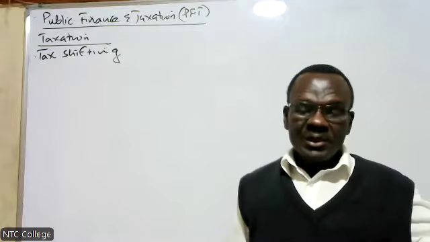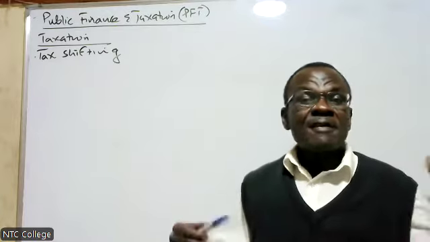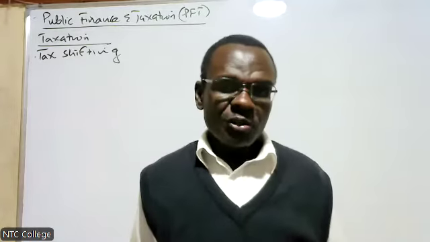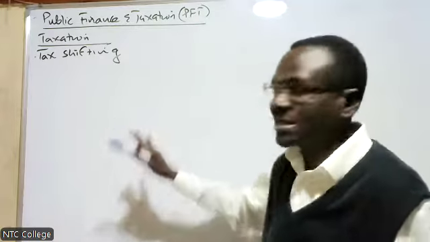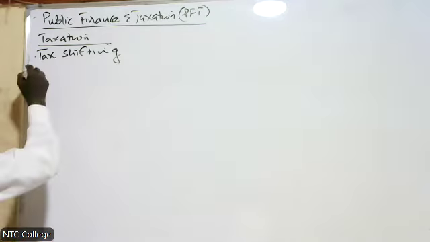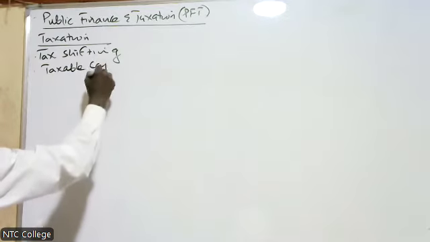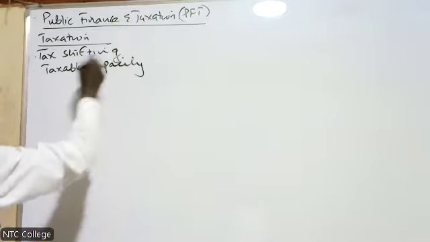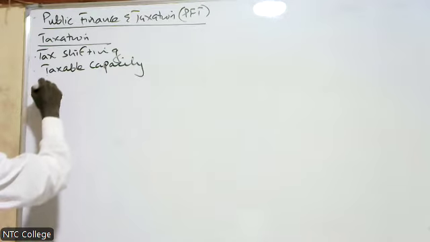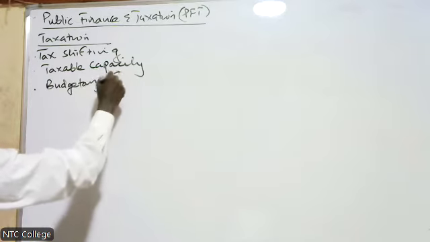So we discussed that. So what I'll discuss today on tax shifting are simply the factors. The factors that influence tax shifting is a very common question you'll get in tax theory. But let me summarize other concepts I'm going to discuss in this lesson. Hopefully, I'm also going to discuss a concept called taxable capacity. We'll get to see what taxable capacity is all about. And then we'll be able to discuss budgetary and fiscal policy.